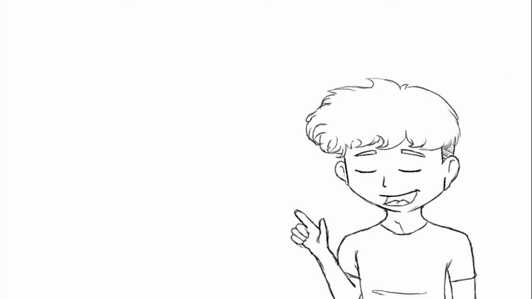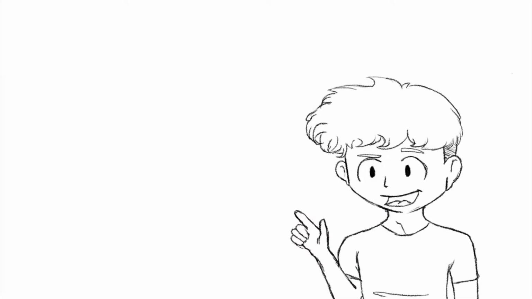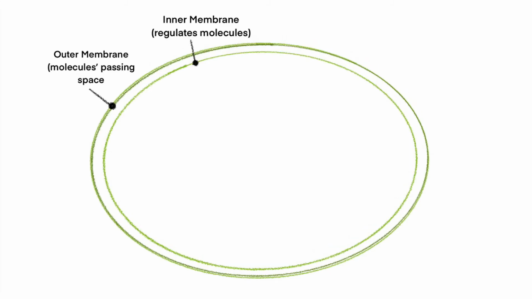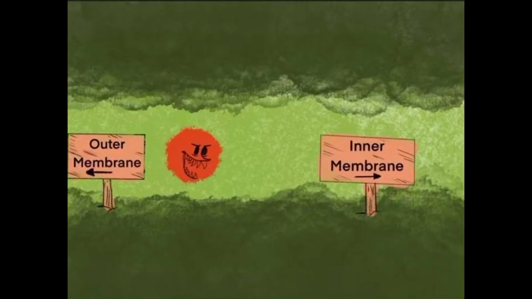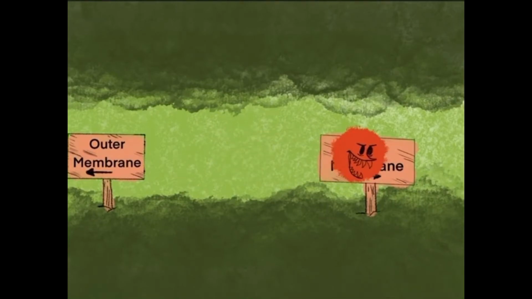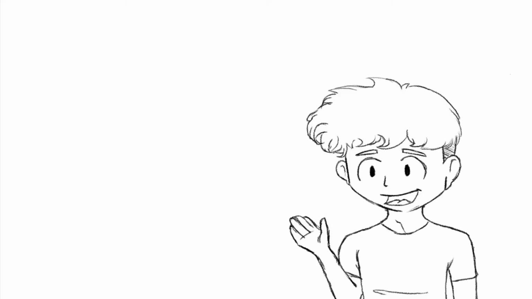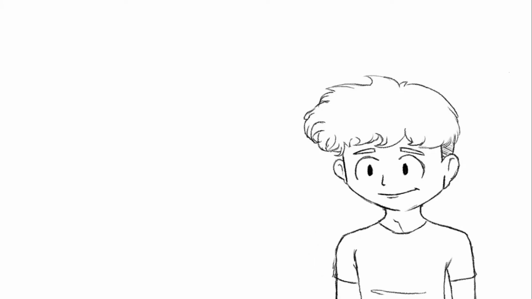Now, let's look at a diagram of a chloroplast organelle, since there are a lot of components in just one of these guys. First, we need to know that a chloroplast has two membranes. The outer membrane is used to let molecules in and out, and the inner membrane is used to regulate those passing molecules. So if a bacteria tries to come into the chloroplast, the inner membrane will be like, "No, sir, you can't come in here. Go back through the outer membrane and leave." Between the two membranes is just passing space.